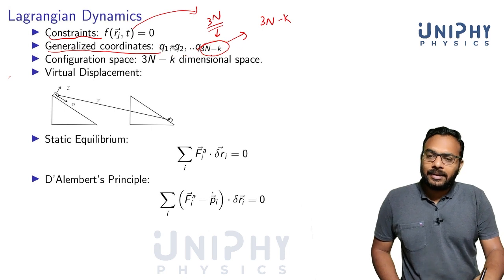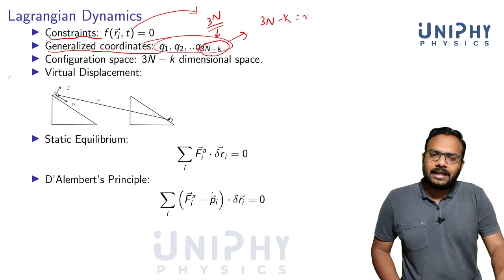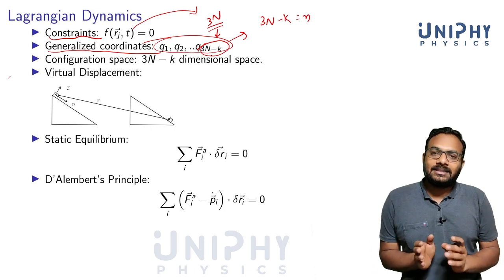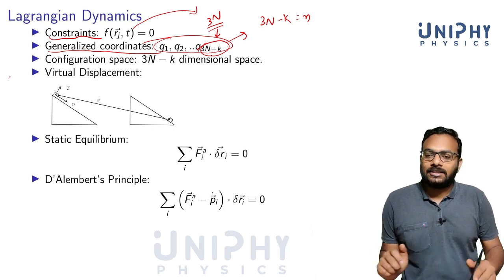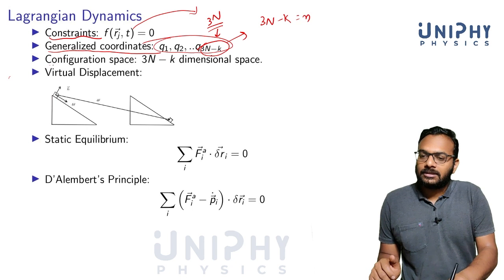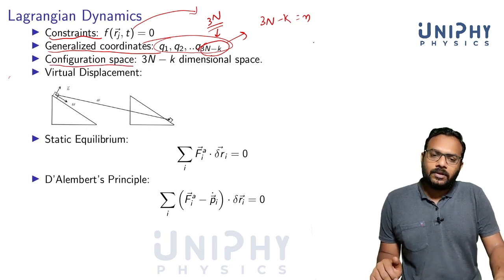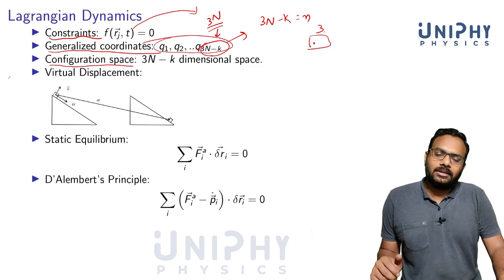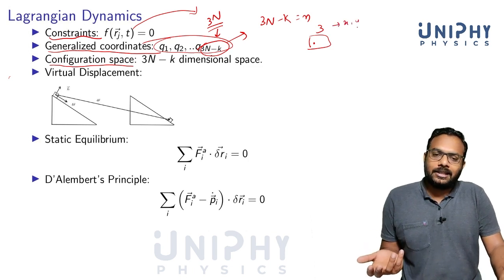Right. Now the space spanned by these 3n minus k coordinates, or we can call it small n, okay, the space spanned by these n coordinates is known as the configuration space. It's known as the configuration space. So for a single particle, the configuration space is simply 3-dimensional. Right. We need x, y and z.